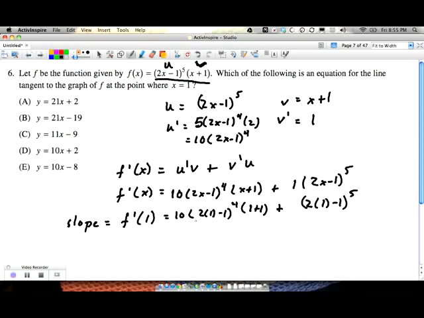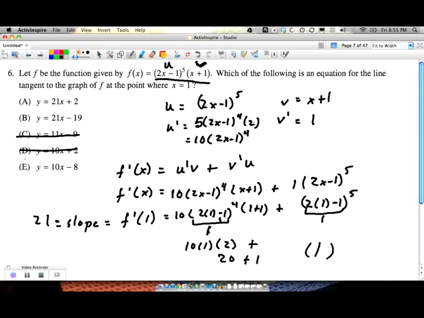Alright, then that means we're going to have here, inside each of these, 2 times 1 minus 1 is really just 1. And 1 to the 4th power is 1, 1 to the 5th power is 1. So we got a 1 here. This is 10 times 1 times 1 plus 1, which is 2, plus, and then over here we have a 1. So we got 20 plus 1. So the slope is going to be 21.